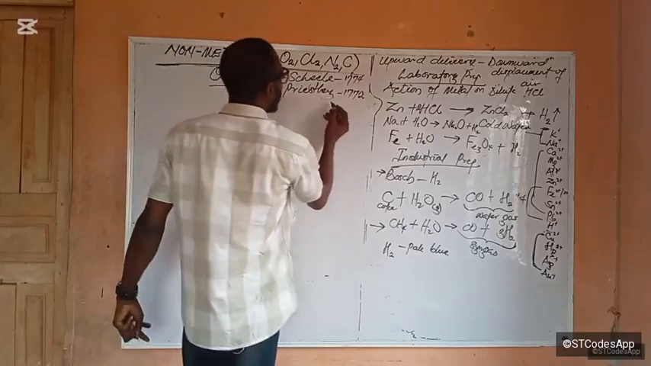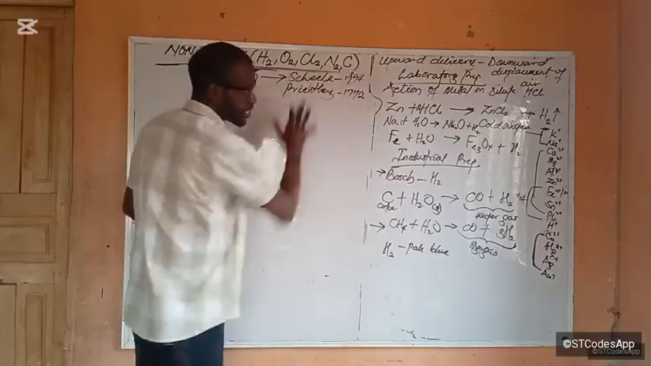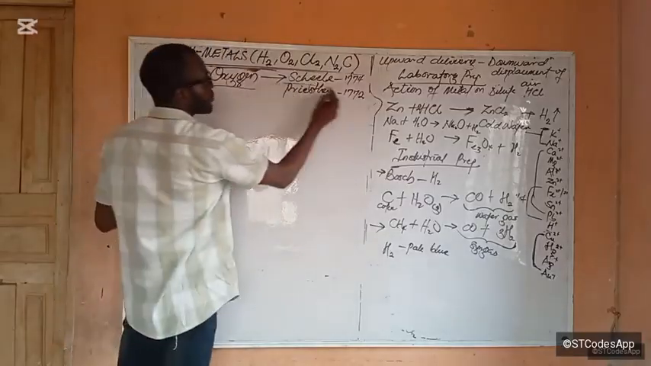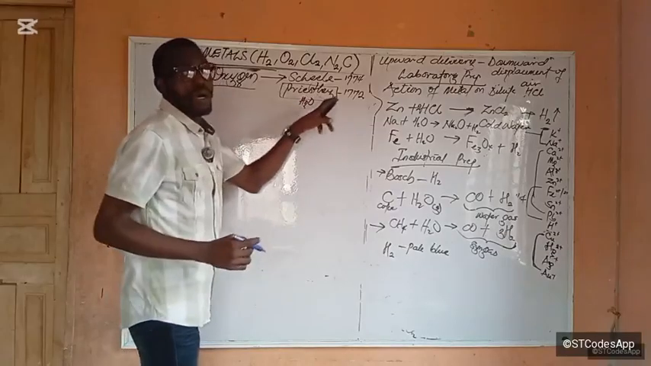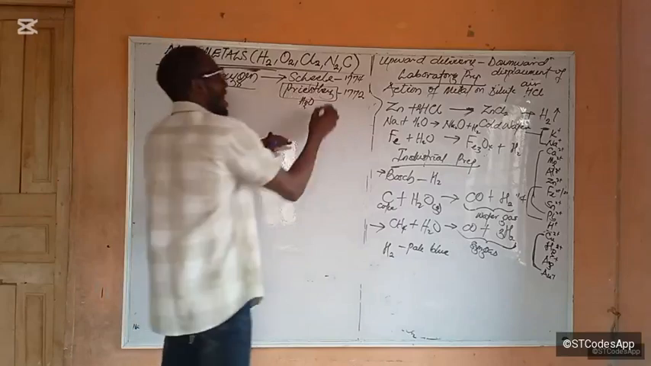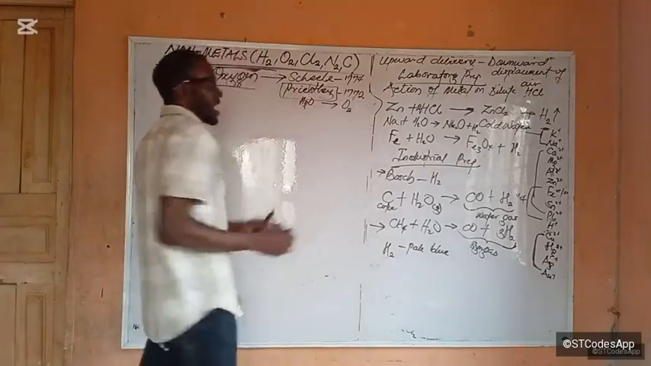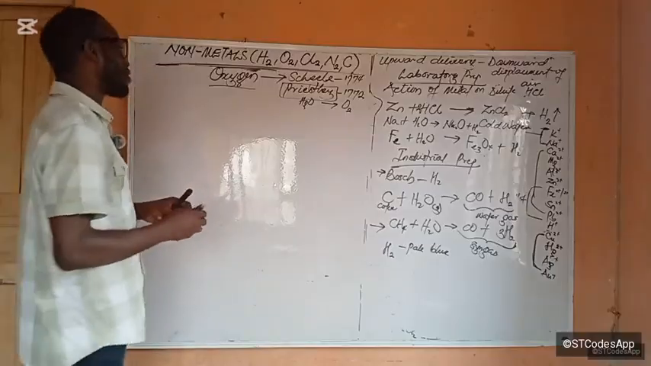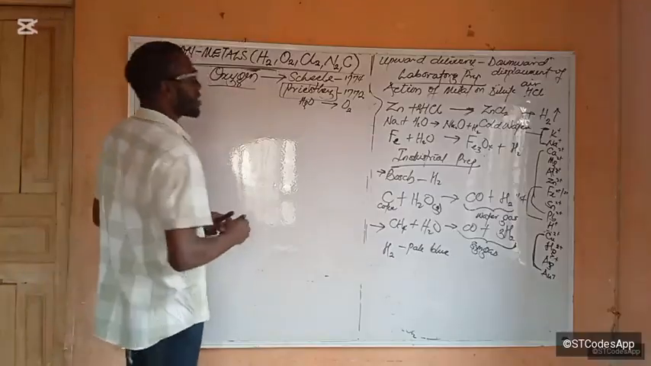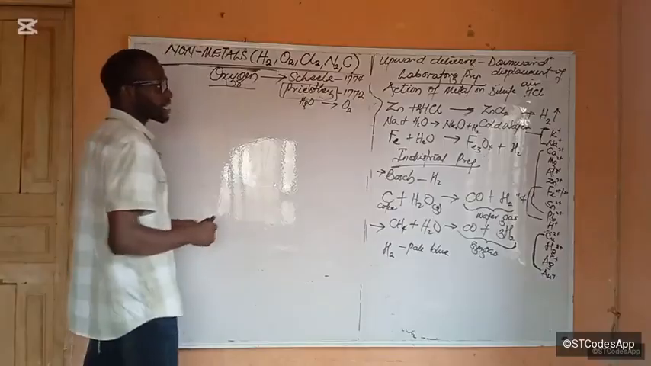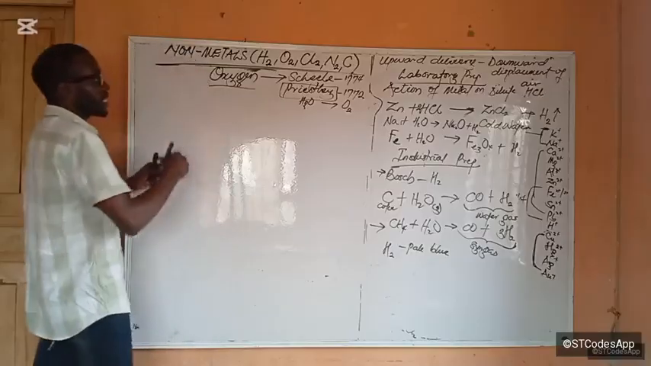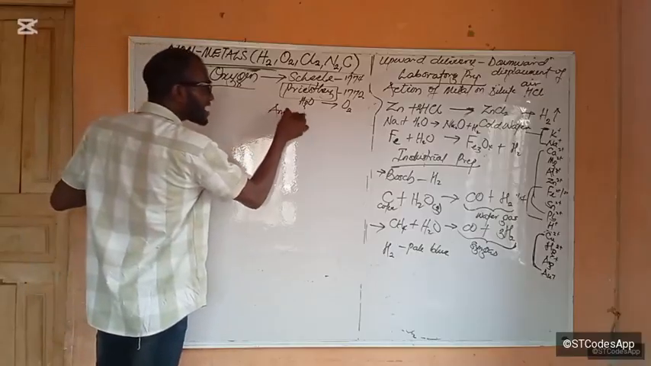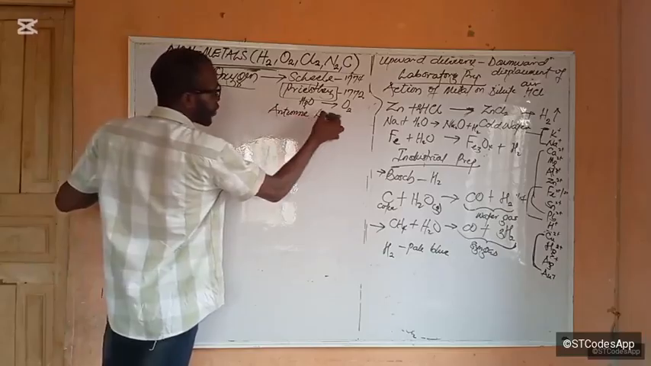Now, this guy discovered it. This guy was the one that even used it. He heated mercury oxide and he produced oxygen gas. So you are going to see one of the laboratory preparations of oxygen as heating of some oxides. It was also named by Antoine Lavoisier.